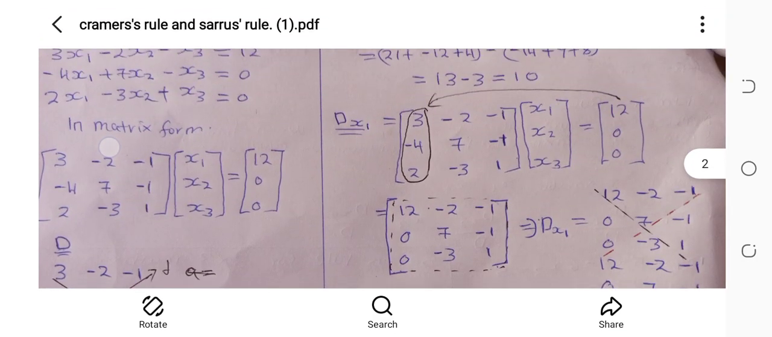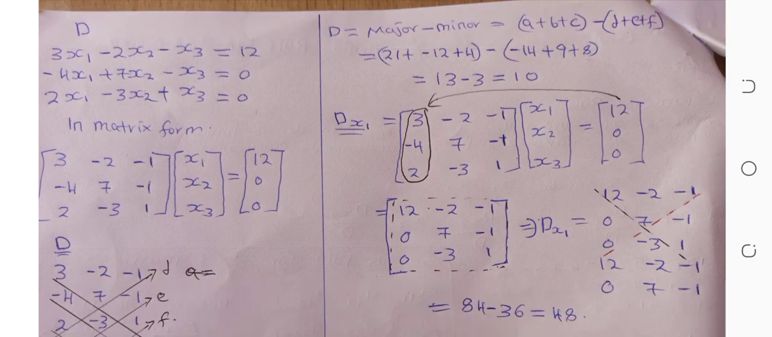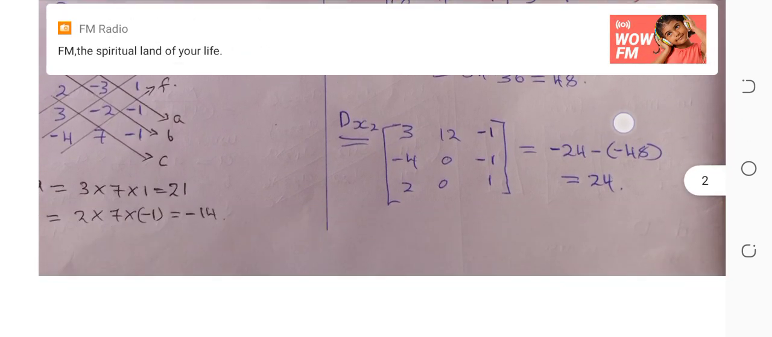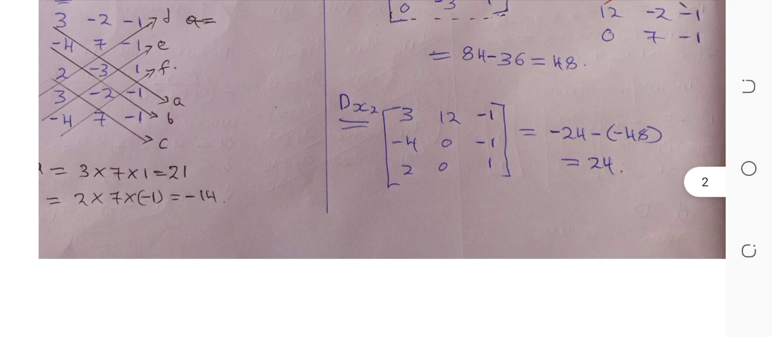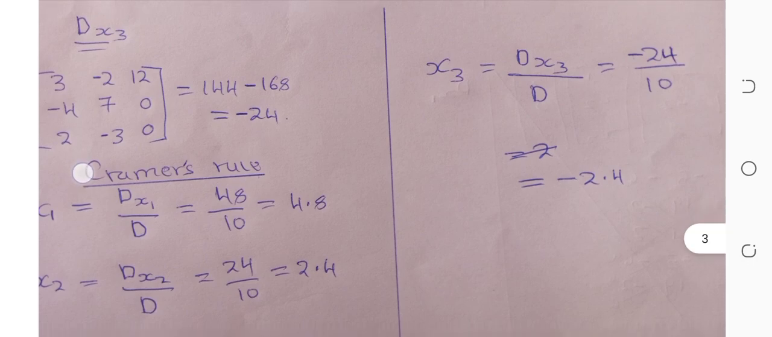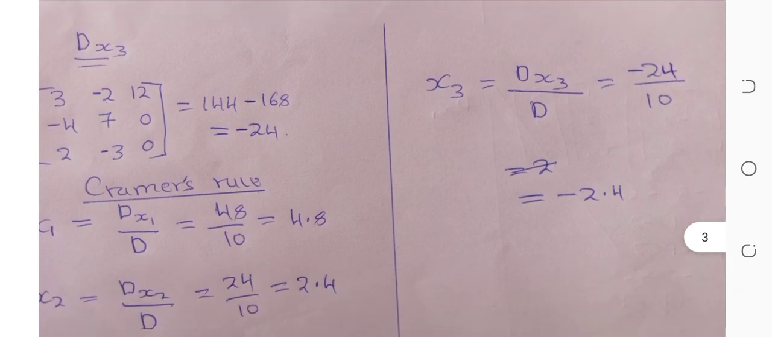Then for dx2, you come here again, remove this column and replace it with the column on your right, then find this determinant. That is where we find our dx2. Finding this determinant, we got -24 minus -48, and our answer was 24. Lastly, we have this point over here, dx3. We replace the last column with the column on the right, which goes with this equation, this matrix. Finding the determinant using Sarrus's rule, we got 144 minus 168, that is -24.